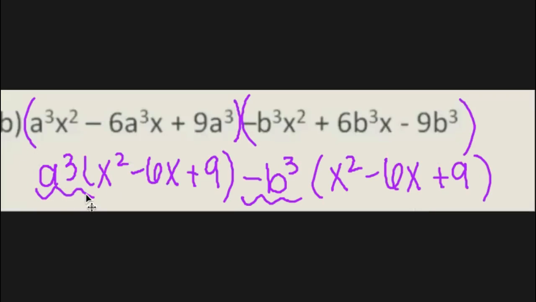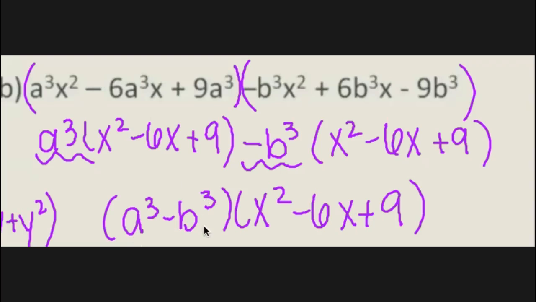So in the first grouping, my GCF is a cubed. In my second grouping, it's negative b cubed. So that leaves me with a cubed minus b cubed times x squared minus 6x plus 9. So now I'm going to factor each term separately. I'm going to use my difference of cubes on the first term, and I'm going to just factor this on my second one.